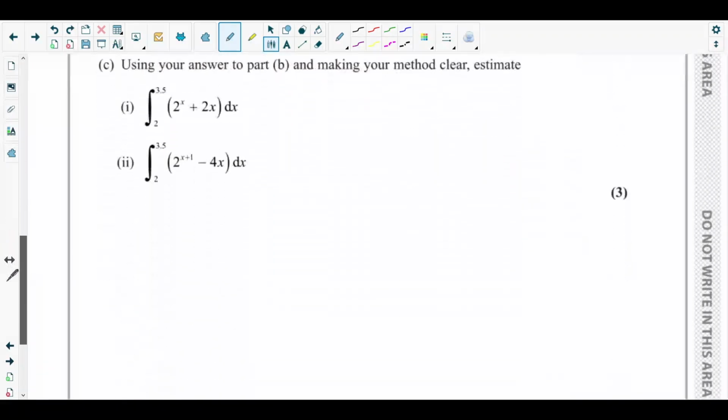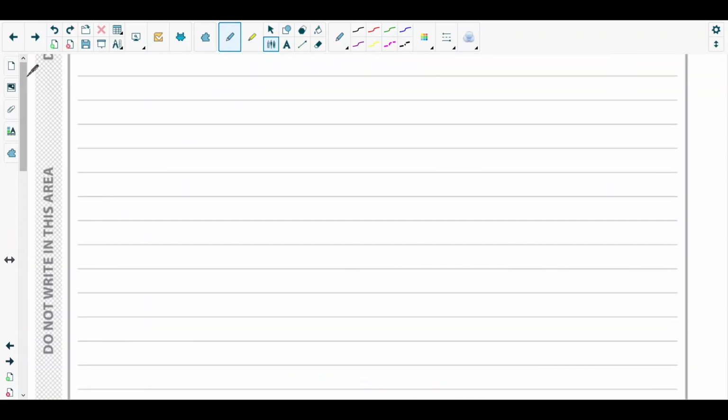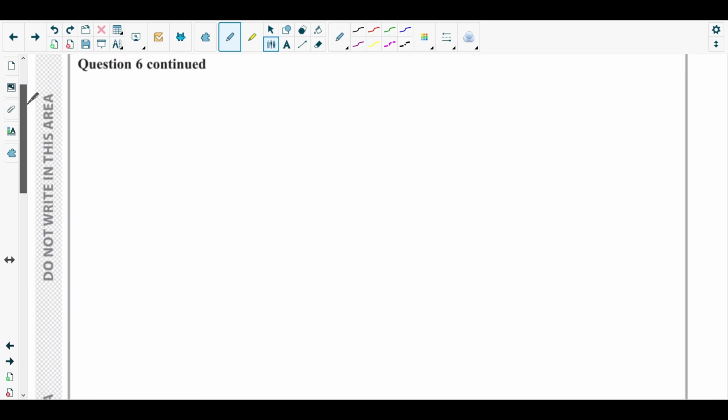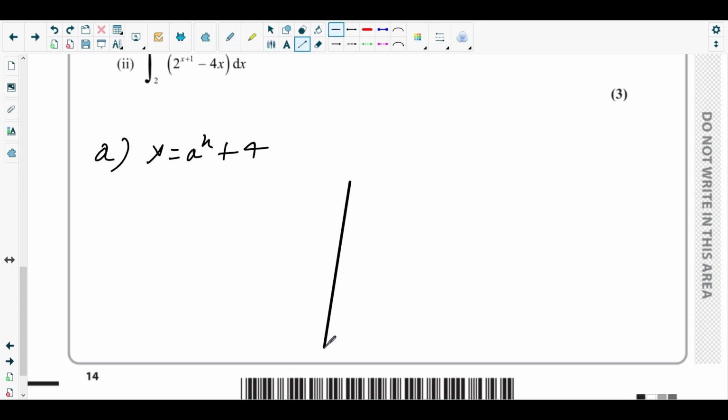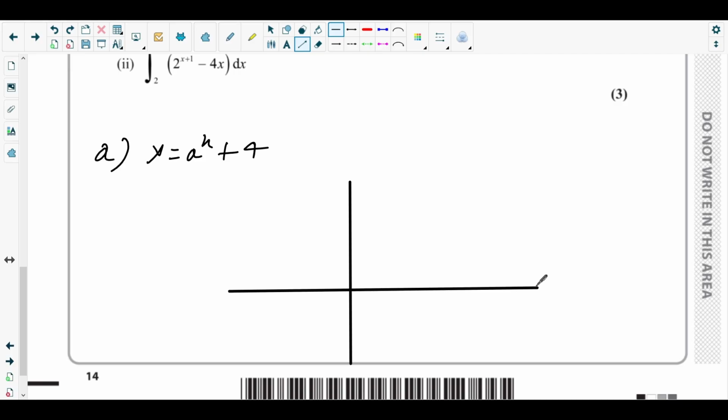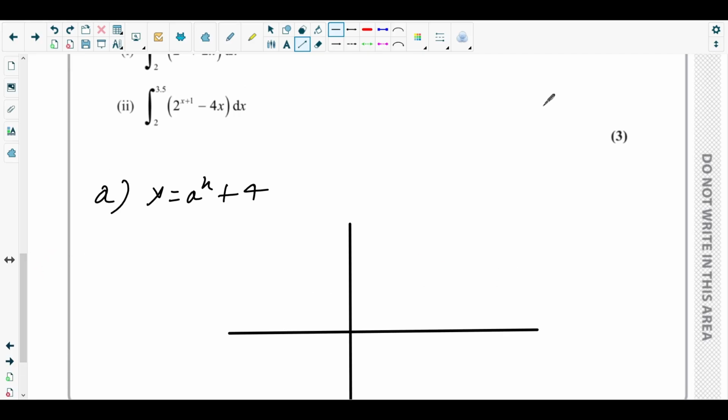They have given some blank space to sketch this. That's enough space. Part A, we need to sketch y equals a to the power x plus 4. Let me draw the axes first. This is the vertical y-axis and this is the x-axis. For the curve in the form y equals a to the power x, these curves look like this.